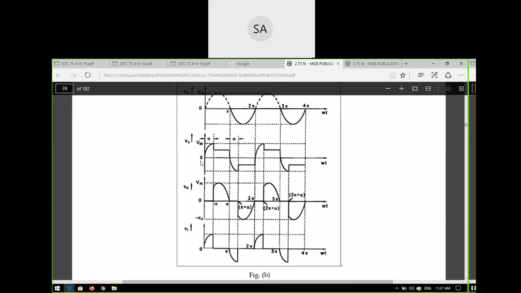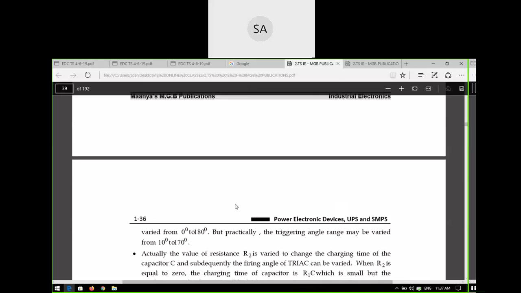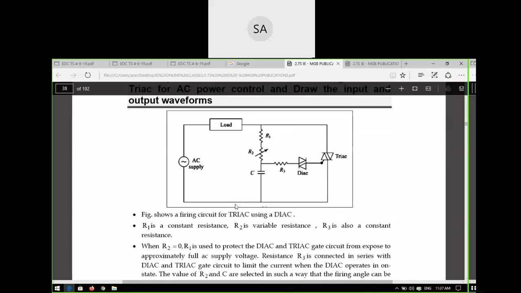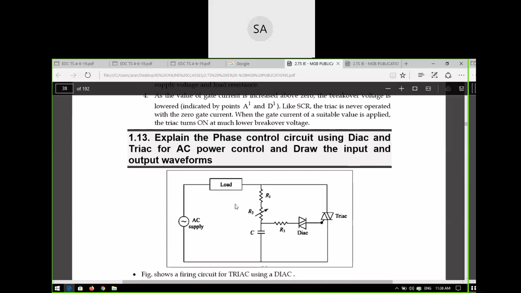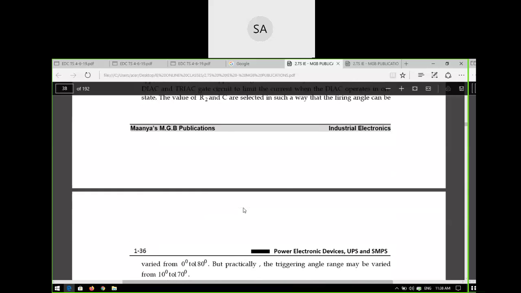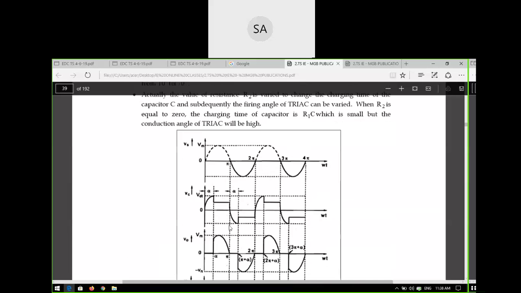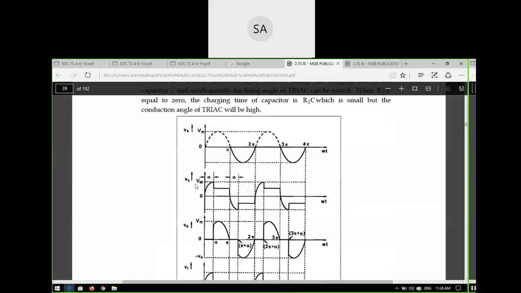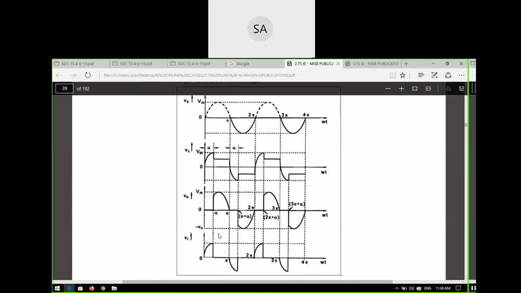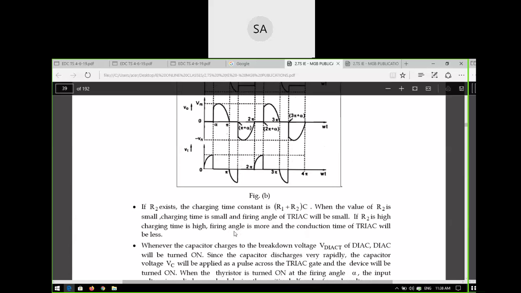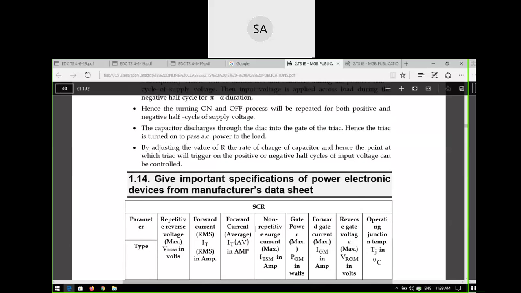Depending on the alpha value, which is decided by the charging and discharging of the capacitor and the R2 value: as R2 increases, the time constant increases. So alpha will also increase, and the conduction angle will decrease. So like this, we have AC power control using the DIAC and TRIAC, as well as input and output waveforms. Vs is the input and V naught is the output waveform. Vc is the capacitor voltage, and Vt is the triggering voltage or TRIAC voltage. Okay, is it clear, all of you?